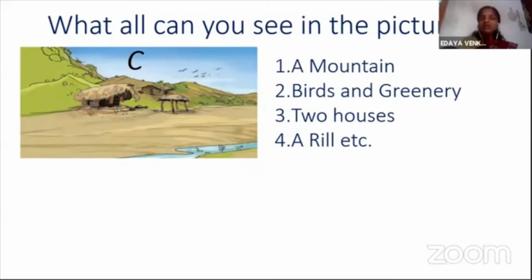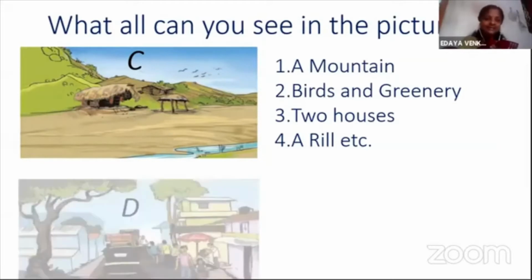A lot of greenery is seen in this picture. Two houses, or as you have said, cottages, a rill, etc. We can see in this picture. What do we say this water source? Rill. Exactly. It is smaller than a stream. The river is the bigger one. Got it? Okay. Now we will move to picture D.